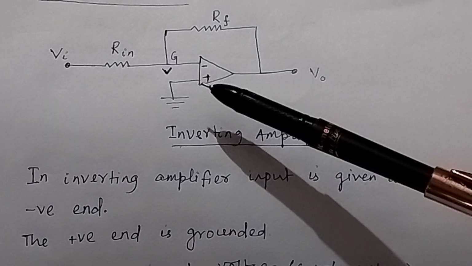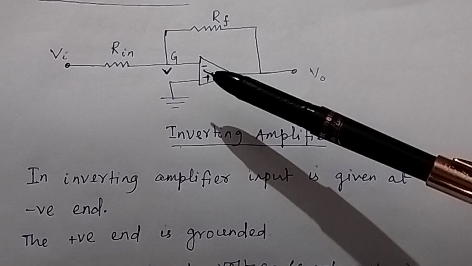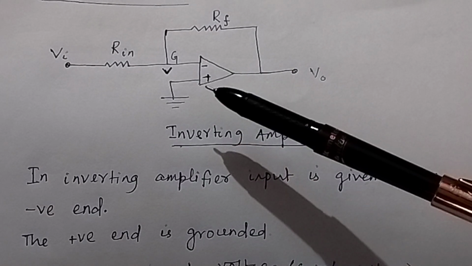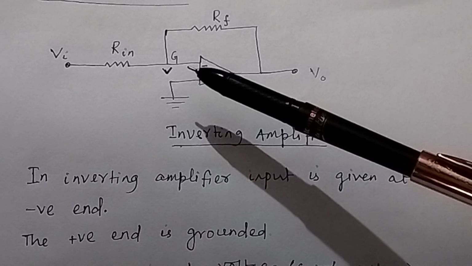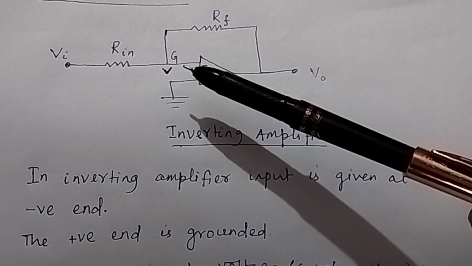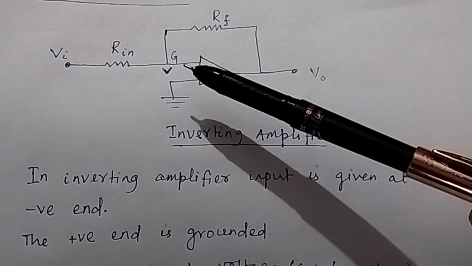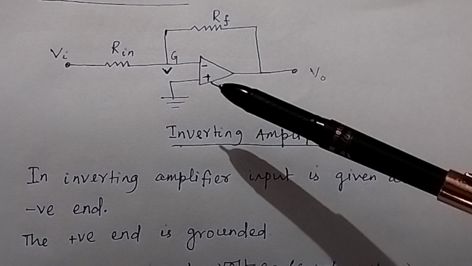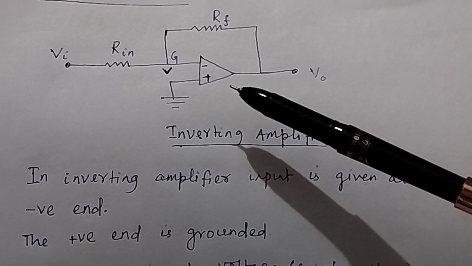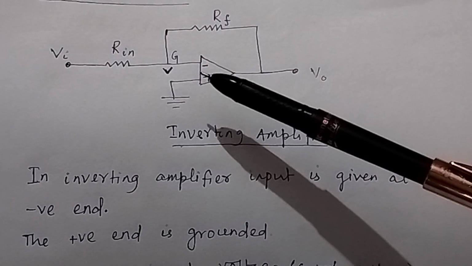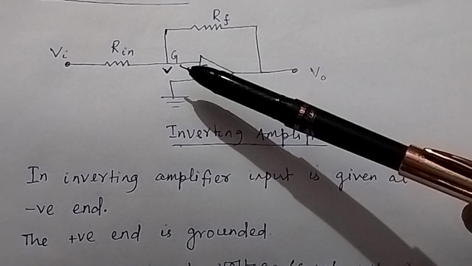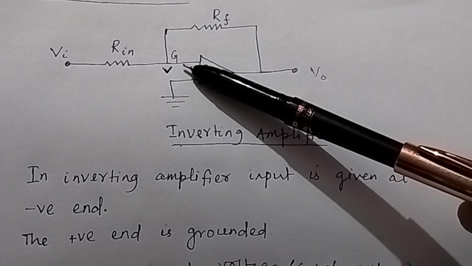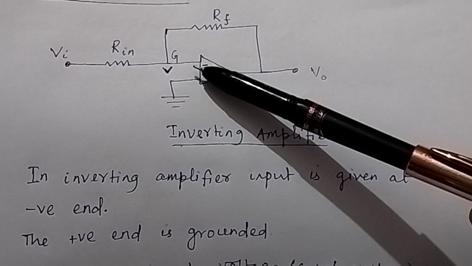So if the question is asked in the examination, what is virtual ground, you should write: the voltage at the inverting terminal is very small or nearly equal to 0 because the gain of the inverting amplifier is very high. That is why it is called virtual ground. Though it is not connected to the ground, since the voltage is very small, it is called virtual ground.